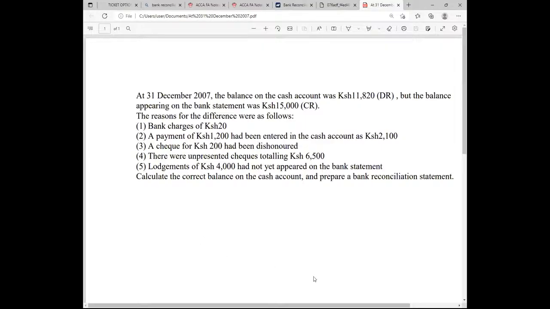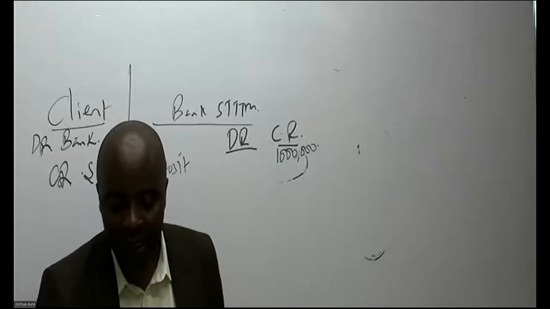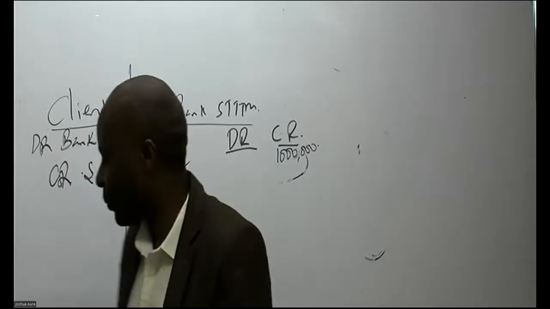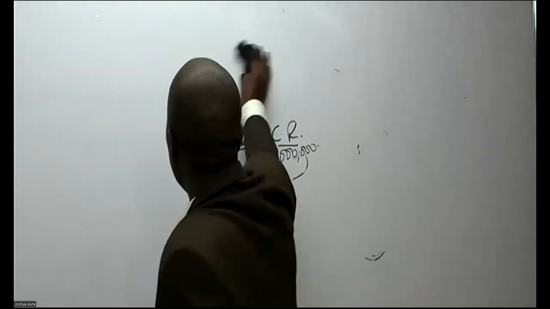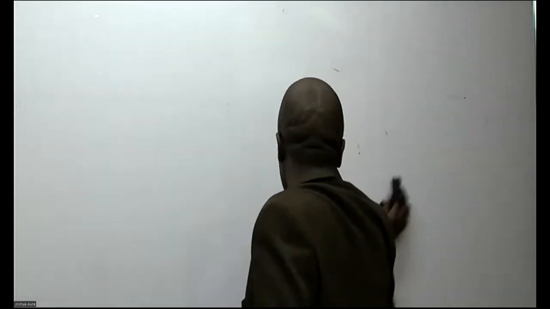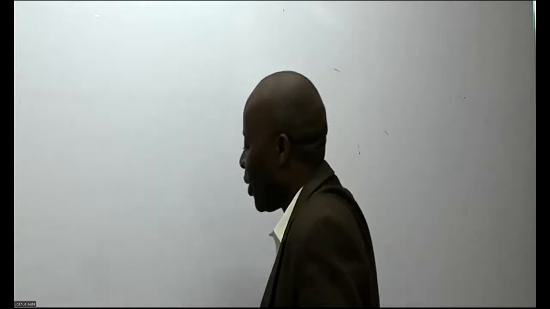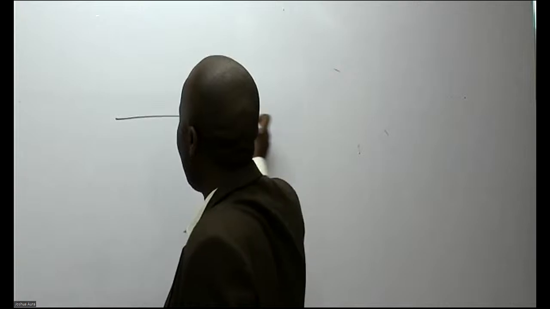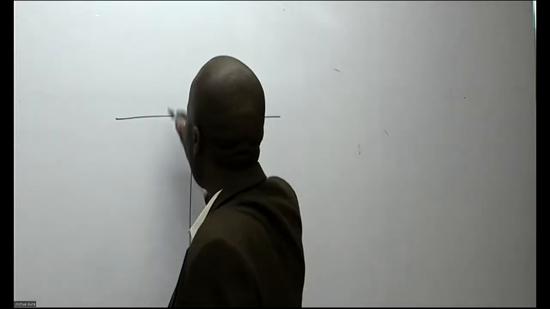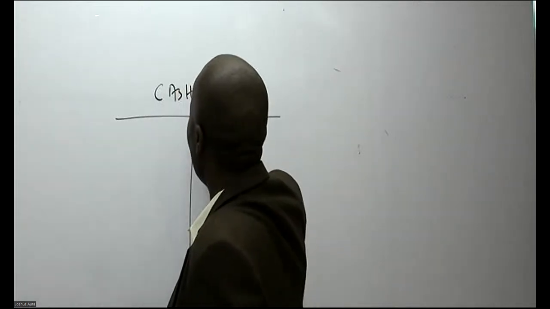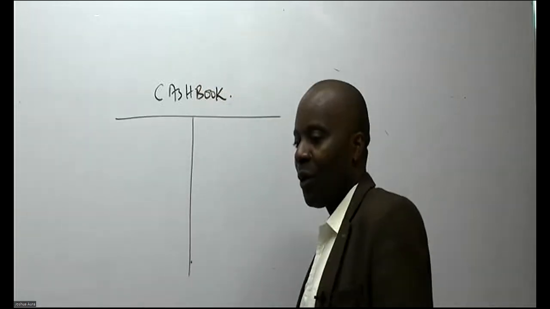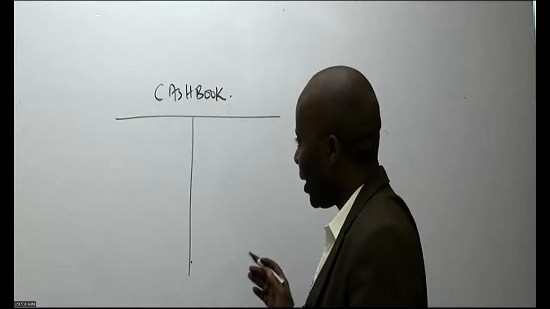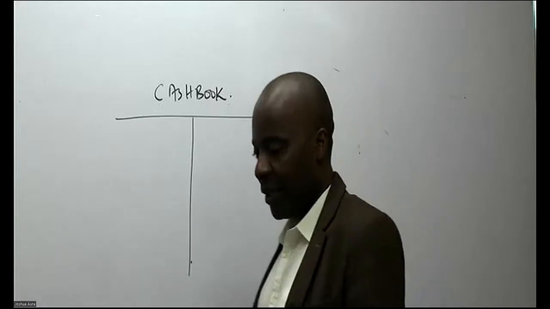Remember how we do it in practice, ladies and gentlemen. First of all, you start with your cash book. In this case you could pass journals, or if you're doing it manually, always, ladies and gentlemen, use a T account. Cash book. So this is the cash book, like that. All right, so this cash book, debit, credit, right?